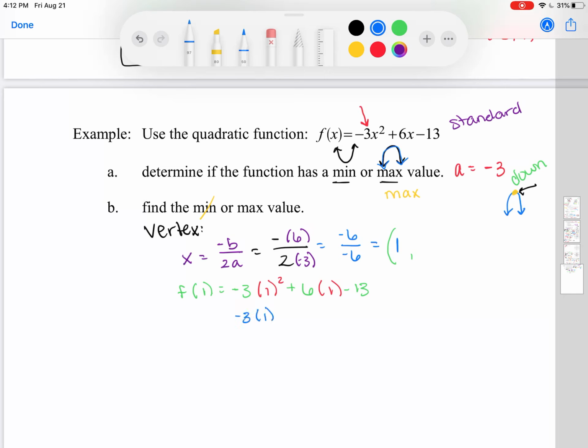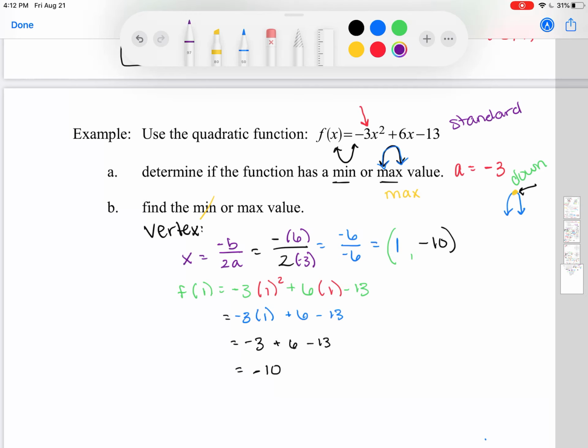I have negative 3, 1 squared is going to give me a 1, plus 6, 6 times 1 gives me 6, minus 13. Keep going here. I have negative 3 plus 6 minus 13. And this should give me a negative 10 when I simplify. That negative 10 is the y value we were looking for in our vertex.